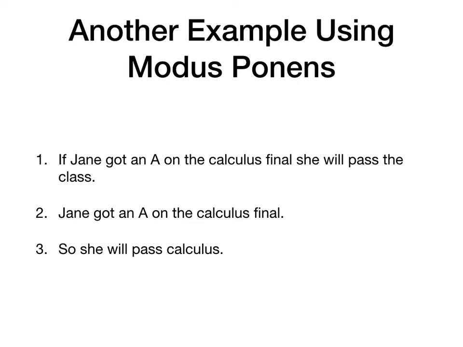Another example using modus ponens. If Jane got an A on the calculus final, she will pass the class. She got an A on the final, so she will pass the class, right? If P, then Q, P, so Q, right? If she does this well on the test, she'll pass. She did that well on the test, so she will pass, right? Pretty easy, pretty obvious. Hopefully this is not mystifying to any of you guys. Modus ponens is a form of argument that works.